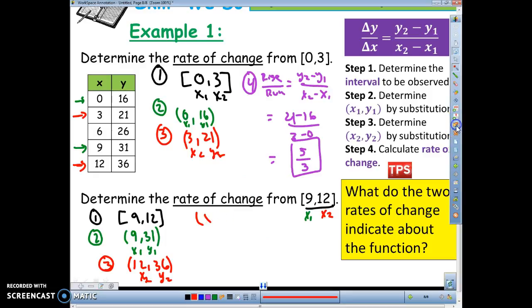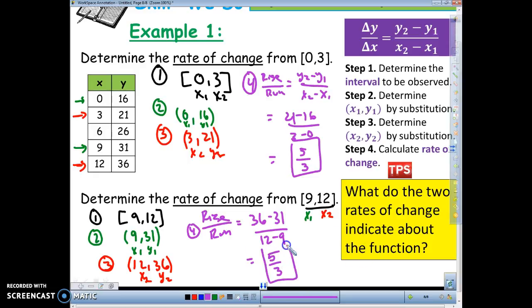I'm going to get rid of that. And now we're just going to go ahead and calculate the slope here. I'm going to calculate this slope. My rise over my run. This is step 4, my rate of change. So my rise, my difference in my y's, and I'm going to go quick because I'm running out of time here. So 36 minus 31, and my run, x2 minus x1, 12 minus 9. So 36 minus 31 is 5, and 12 minus 9 is 3. So 5/3. I have 5/3 here.